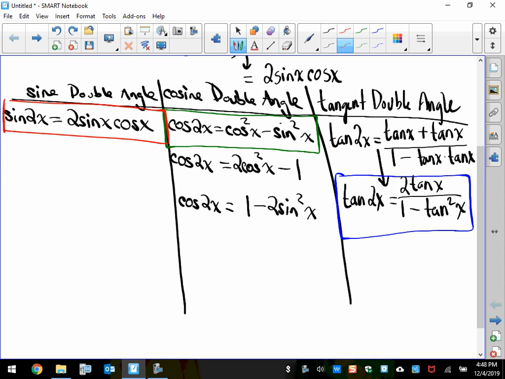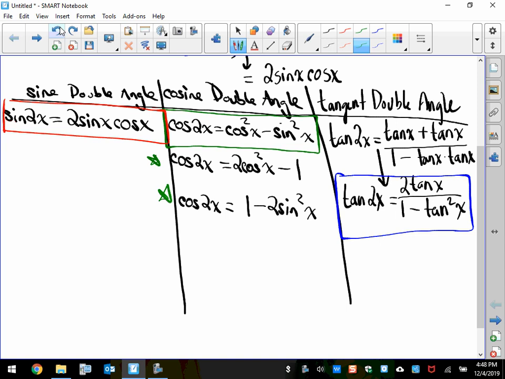But these variations are helpful to remember, these two right here. There really aren't any other variations on the sine, double angle, or the tangent that I know of. So there they are, 3 new identities. And we call these double angle.